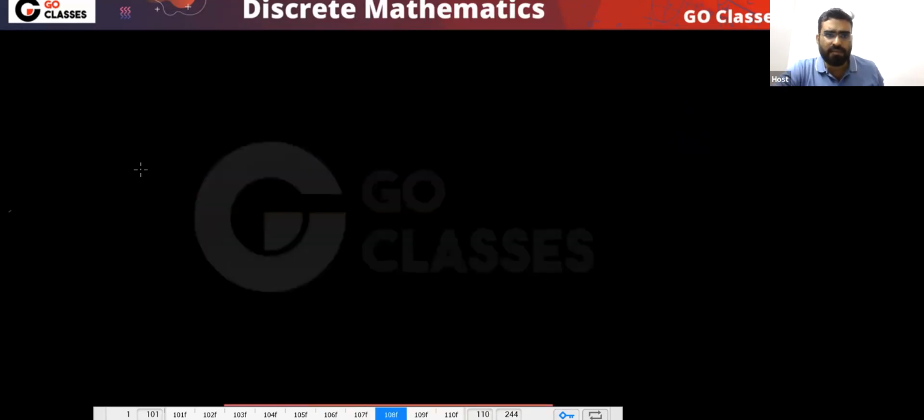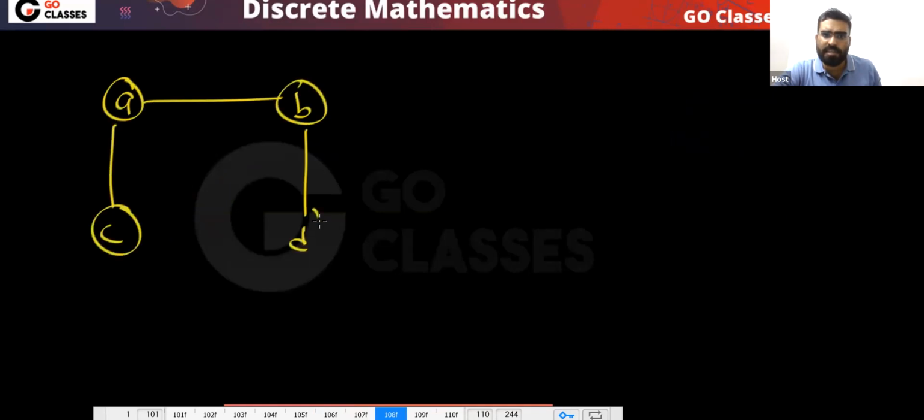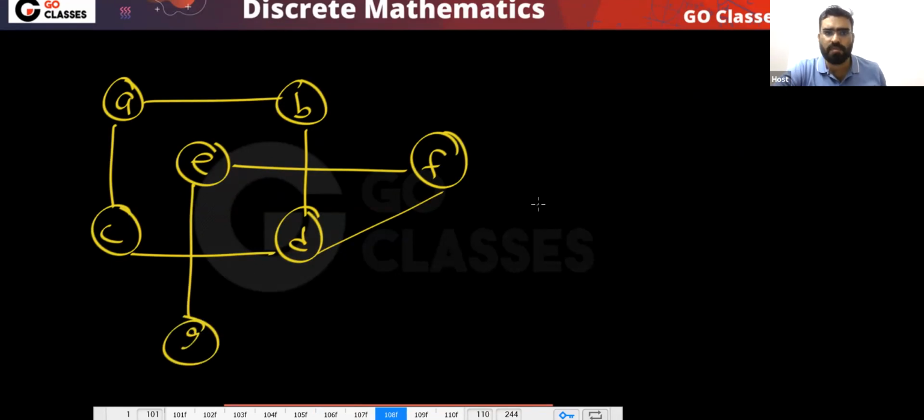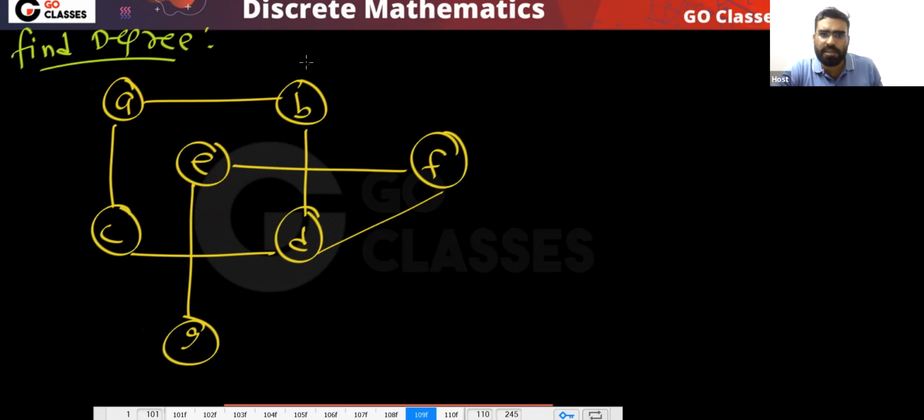Now let's see. For example, if I give you a graph, like this type of graph, with vertices A, B, C, D, E, F, G. So tell me, what is the degree of each vertex? Find the degree. What is the degree of vertex B? The degree of vertex B is 2, because there are 2 edges which are falling on B.